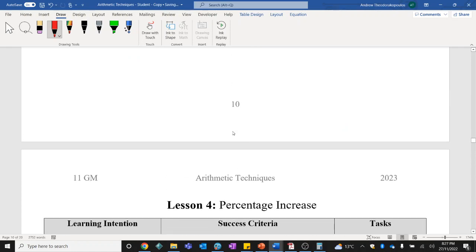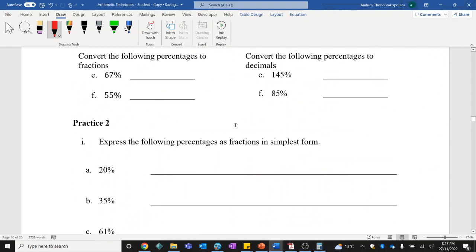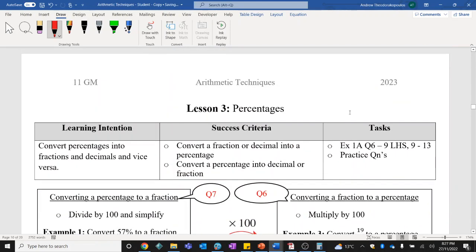And that is it for lesson 3. So hopefully you've completed all these notes, and we can go straight to exercise 1A to help you complete those questions. Thank you and good luck.